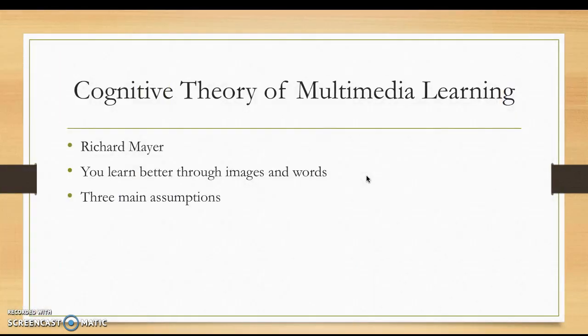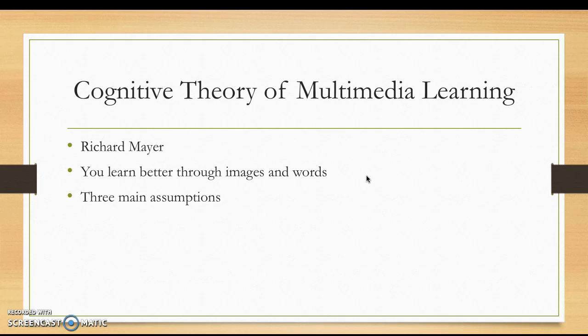The next theory we will be talking about is cognitive theory of multimedia learning. The key contributor here is Richard Mayer, and there are two separate channels that are associated with this learning theory, which are auditory and visual. You learn better through images and words is something that really resonates with this theory, and to keep in mind that text is not the same thing as words. It is actually worse for you to learn through text.